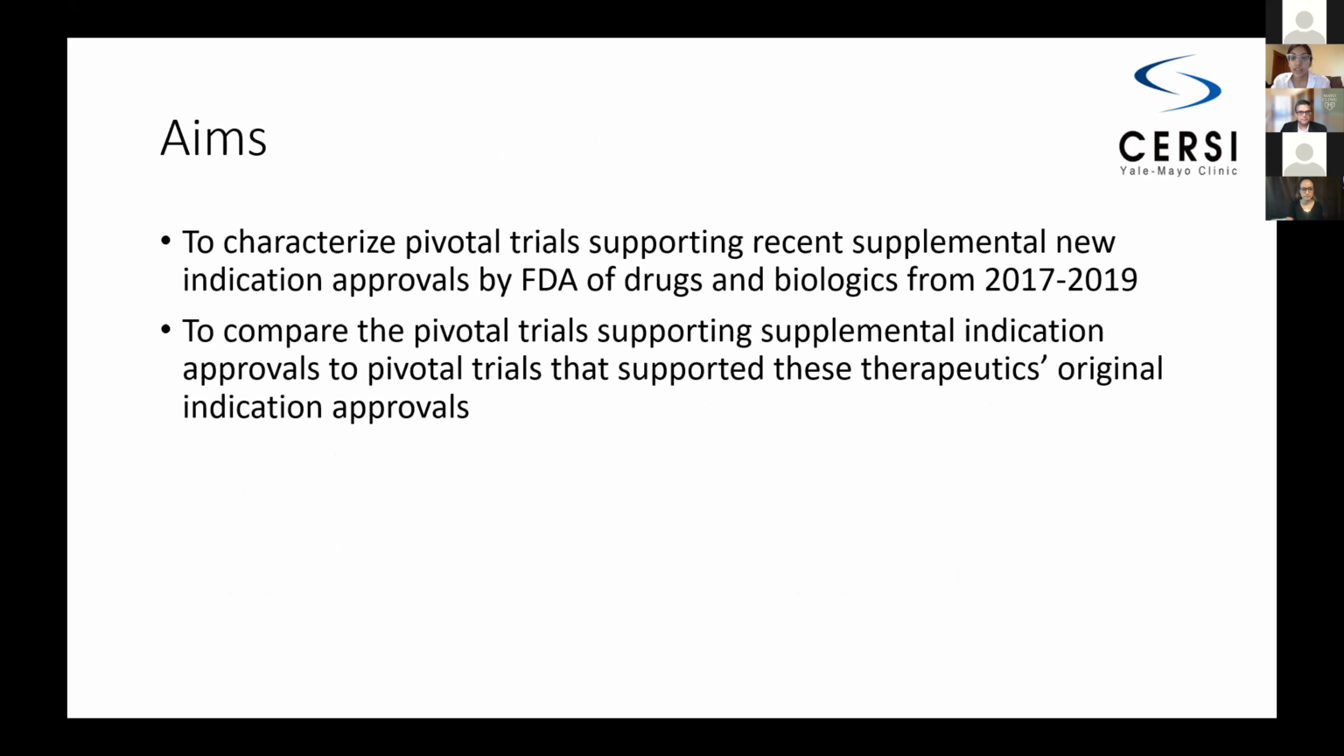The aim of this project was to characterize the pivotal trials that supported recent new supplemental indication approvals of drugs and biologics by the FDA from 2017 to 2019, and to compare the pivotal trials supporting supplemental indication approvals over this 3-year period to the pivotal trials that supported these same therapeutics' original indication approvals.